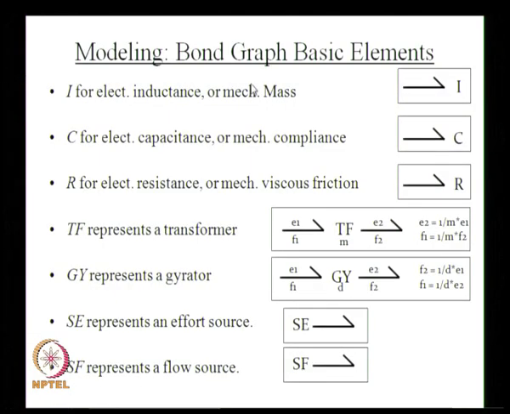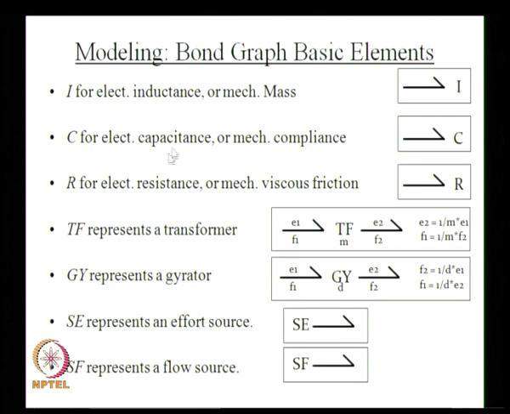Now there are some basic elements in bond graph modeling. These are the most basic building blocks for making the bond graph. The first element is the inductance, or I. The I element represents the electrical inductance or mechanical mass or inertia. So any electrical inductance, mass or inertia can be represented by an element I. That is shown in the diagram here. This is the representation of an I element: you have this I and then a bond.